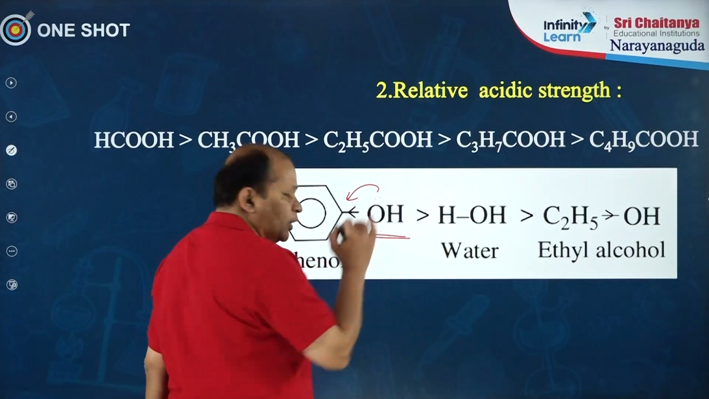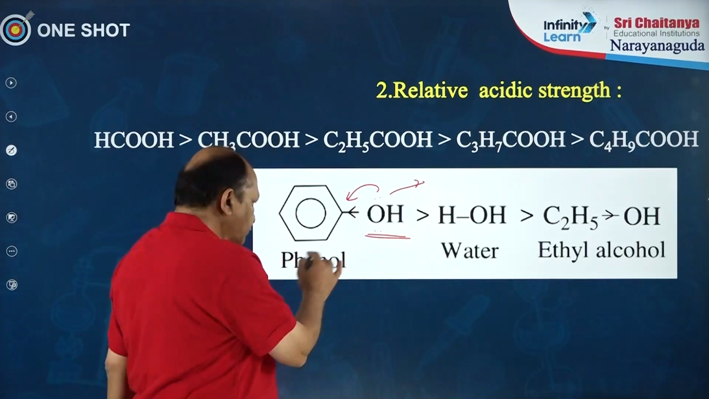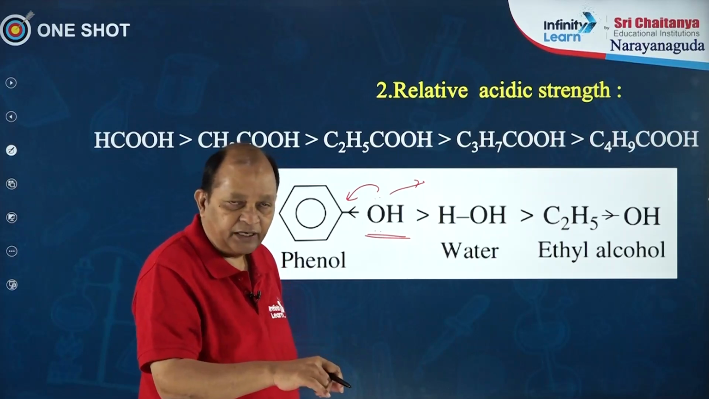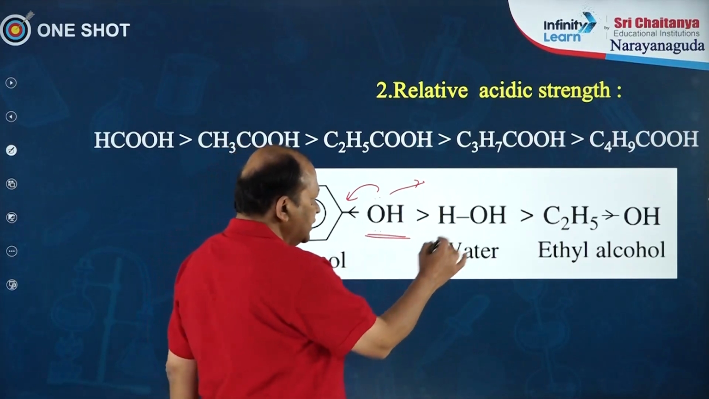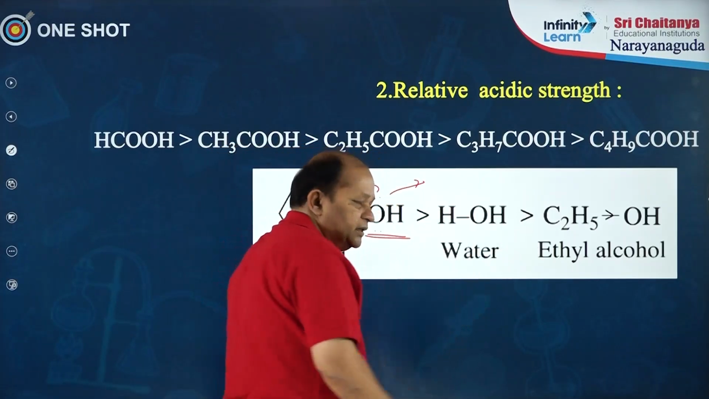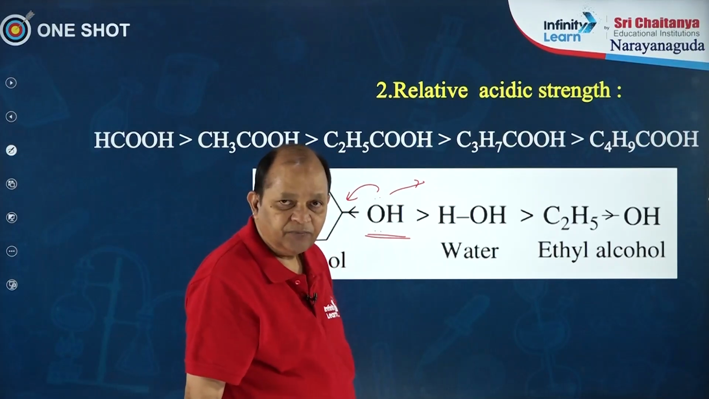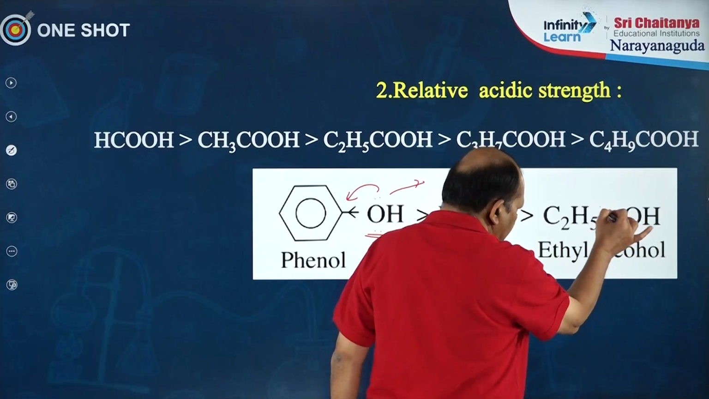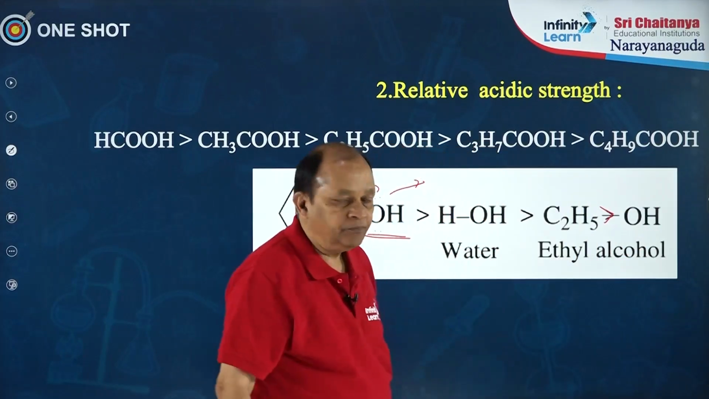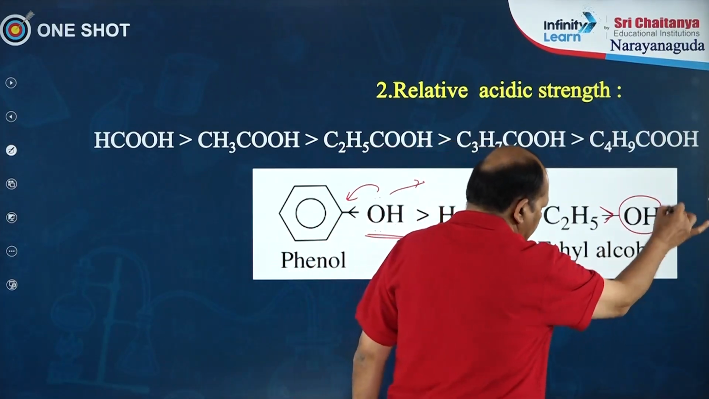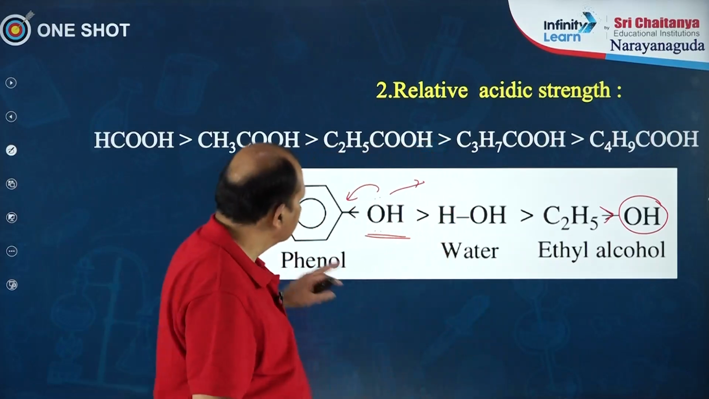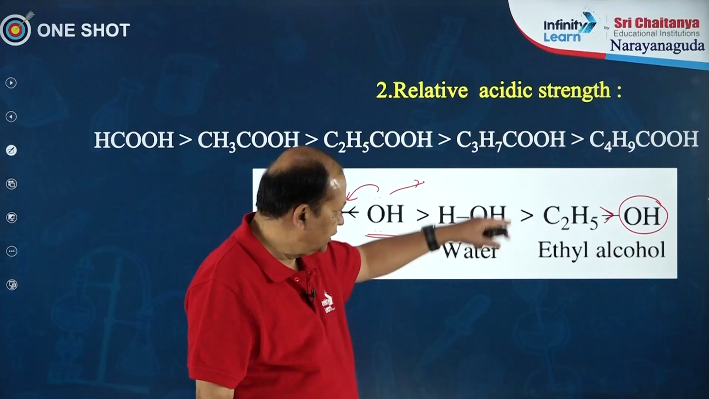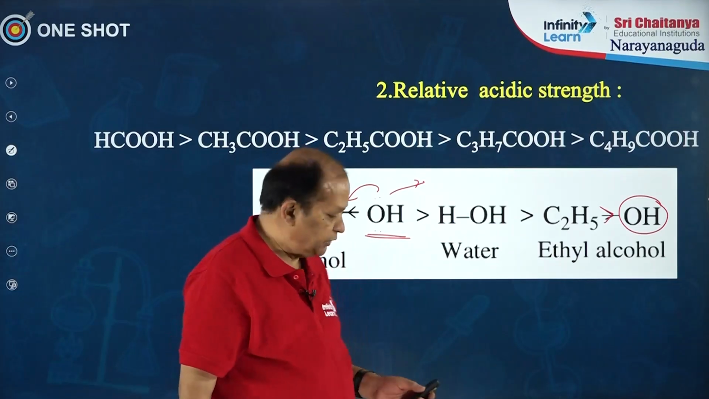The OH bond is polar, so H plus can be liberated. Therefore, phenol is a relatively better acid compared to the other two. Whereas in water, there is no factor stabilizing the hydroxide ion compared to the phenoxide ion, and in ethyl alcohol, the ethyl group is electron donating and reduces the polarity of the OH bond. So, these are the relative orders of acidic strengths of these two sets of molecules.